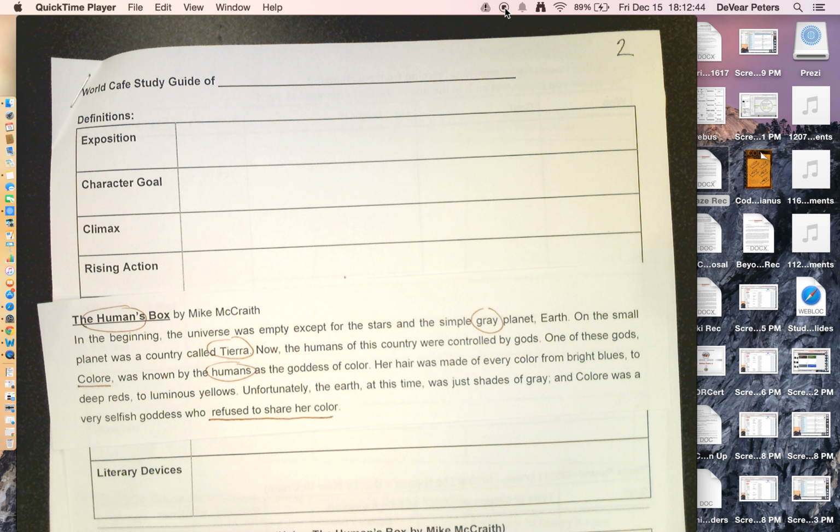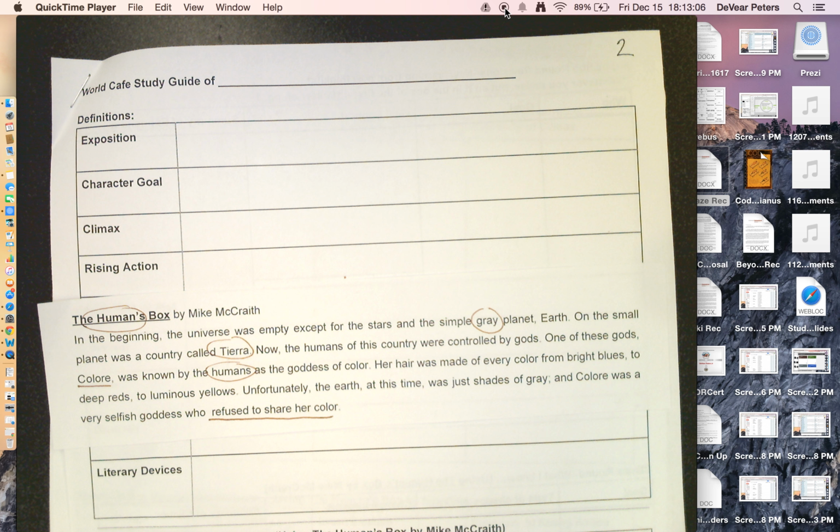We know that. Some people also tried to say, well, maybe her goal is to share her color, but nothing in the exposition says that Calore wants to share the color and somebody or something is keeping her from doing that. It was very clear that she has this color and she's selfish. So Calore gets knocked out.